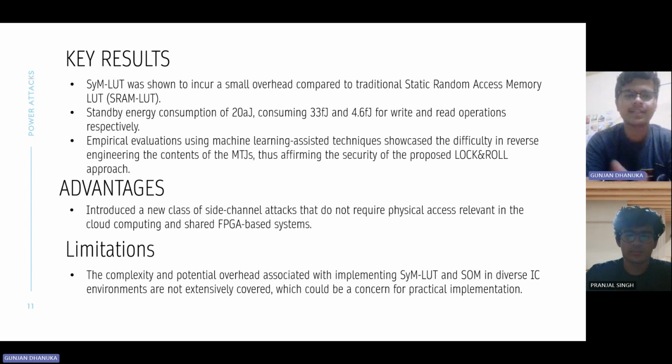So they tested it specifically against machine learning based attacks, showcasing the difficulty in reverse engineering the contents of the MTJs, the magnetic tunnel junctions. Hence, these cannot be reverse engineered so easily. So breaking them is also very difficult.